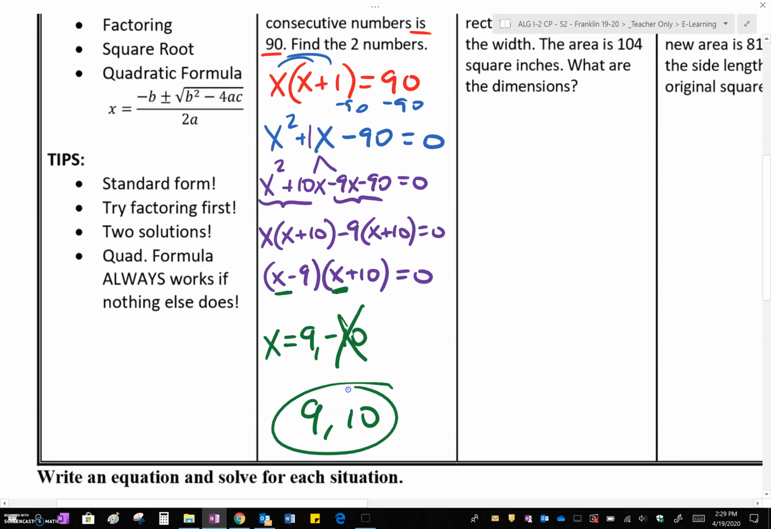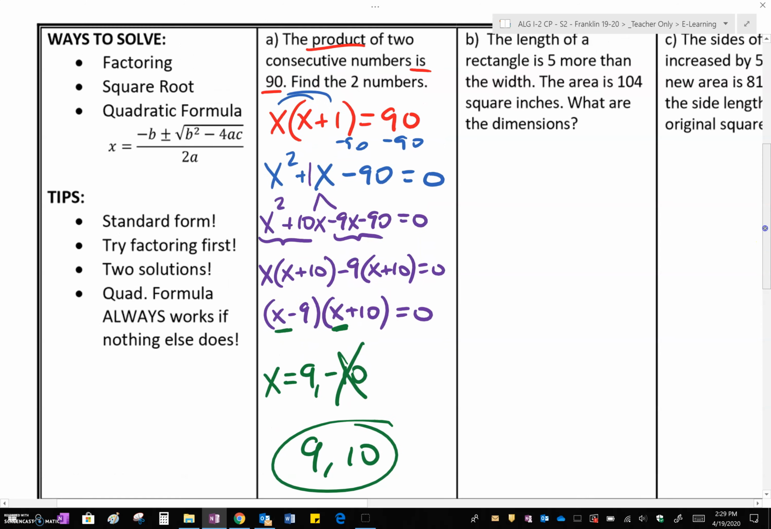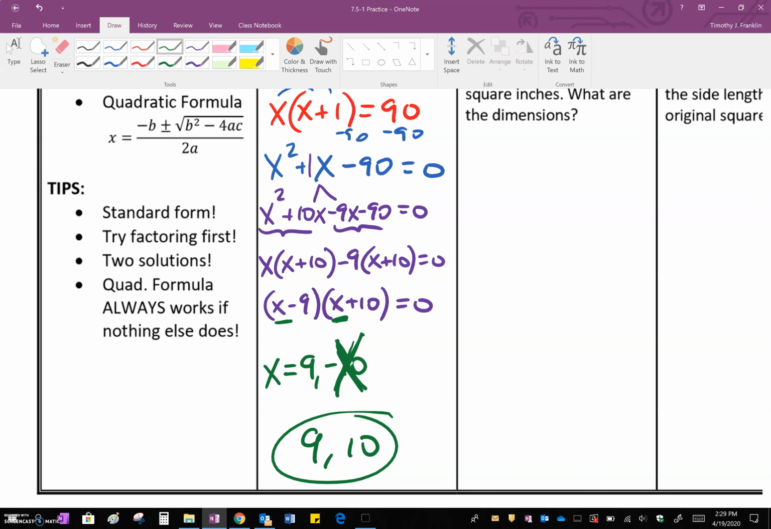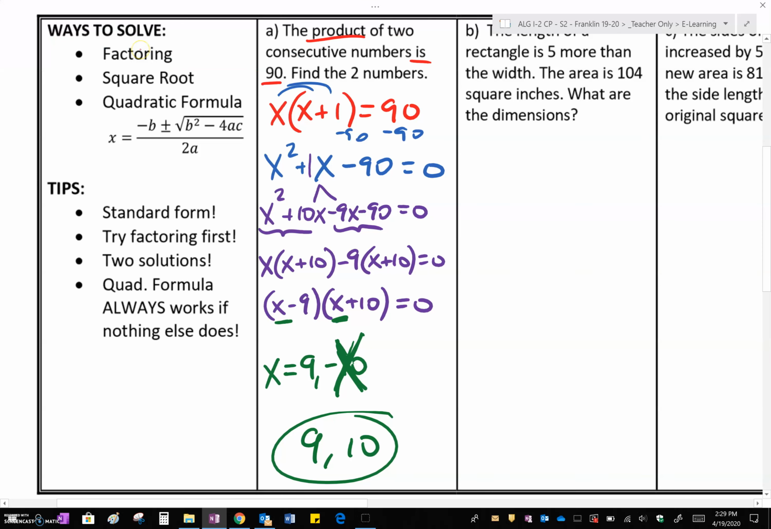Well, if we eliminate the negative number, our answer is 9, and the consecutive number with it would be positive 10. So you'll see when you solve a real-world problem using a quadratic equation, you're going to get two answers. Typically, one of them will be the answer you're looking for, and the other answer will be like the negative solution that we don't need. So you can eliminate usually the negative answer, stick with the positive one. So our solution here, the answers to the question, the two consecutive numbers, are 9 and 10.